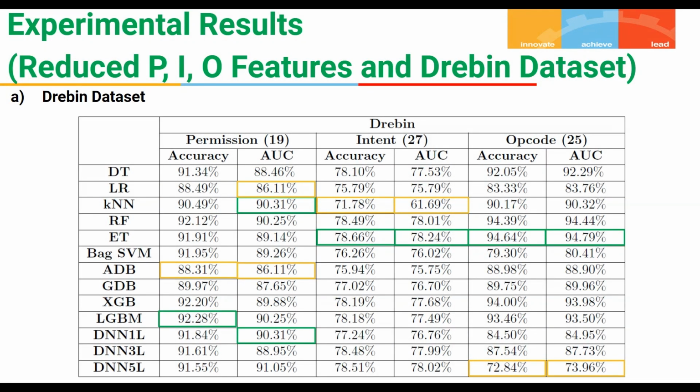Coming to the reduced permission, intent and opcode features, so 192 permissions have been reduced to the 19 most contributing permissions. Similarly for intents and opcodes. Light Gradient Boosting Machine, K-nearest neighbors, and DNN have achieved the highest accuracy and AUC for permissions, while Extra Trees has again achieved the highest accuracy and AUC for intents, and for opcodes.